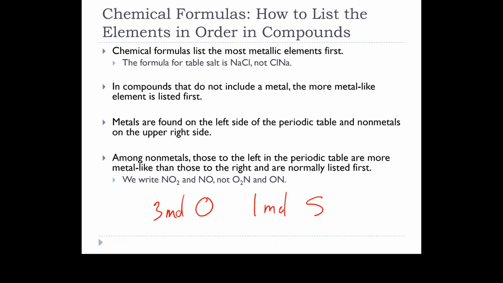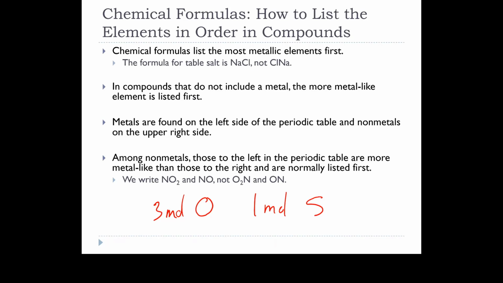They're both in the same column, right? So we can't use the left-right to determine which one's more metallic than the other, right? If one were more on the left, we'd say it was the metal and it would come first. If one was more on the right, we'd say it was the non-metal. But they're both in the same column. So when they're both in the same column, things get more metallic as we go down the periodic table, okay? So which one's further down? Sulfur. So sulfur comes first.